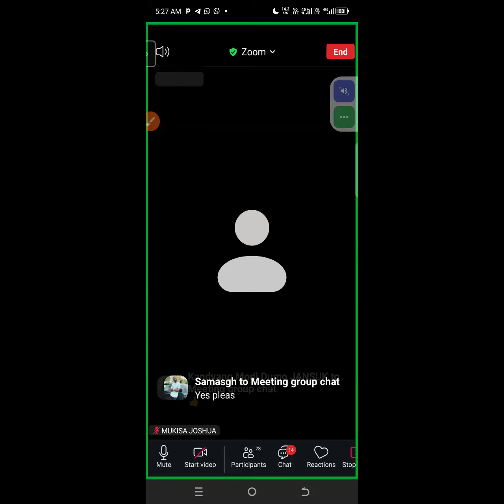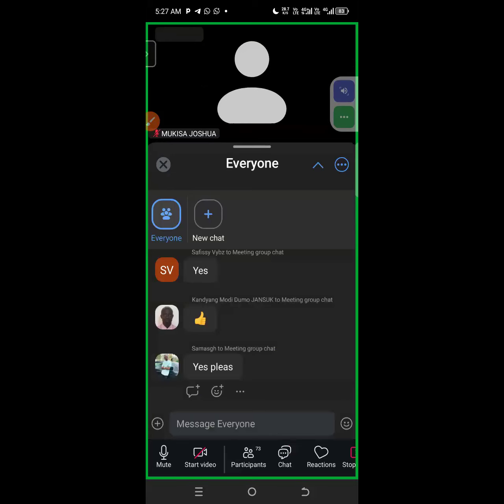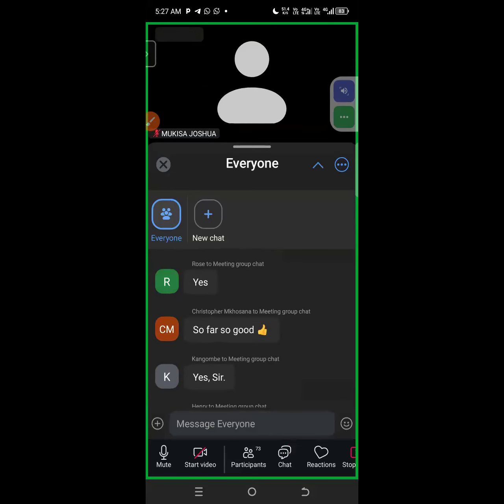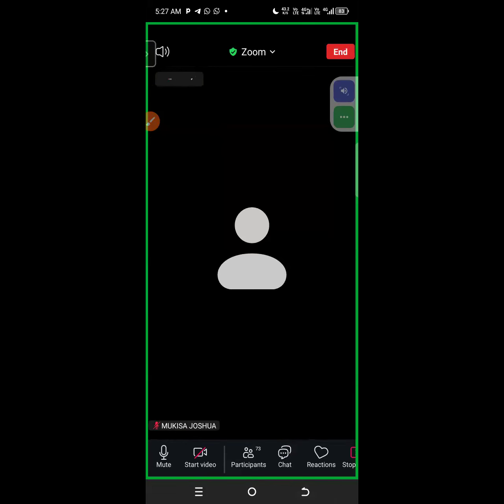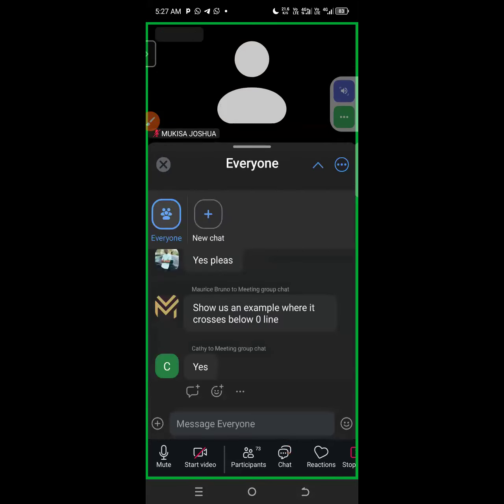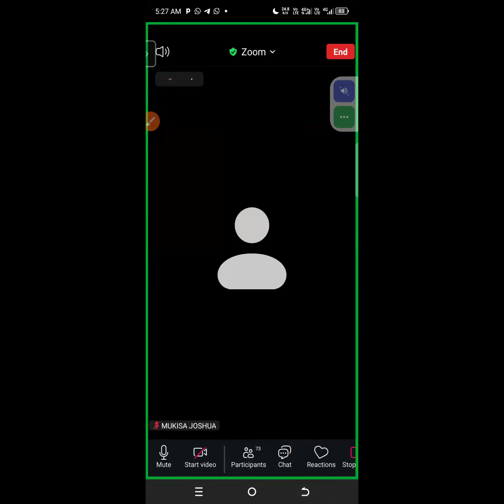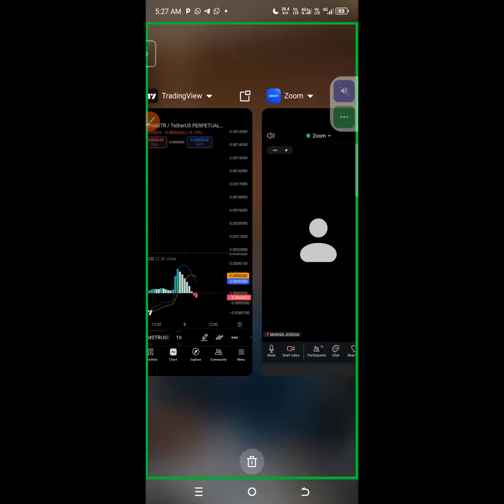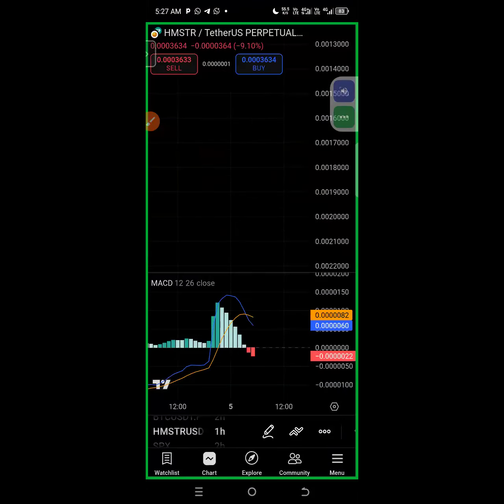All right. Very good. So that is awesome. That is good. So let me see. Show us an example where it crosses below. All right. Let's proceed.